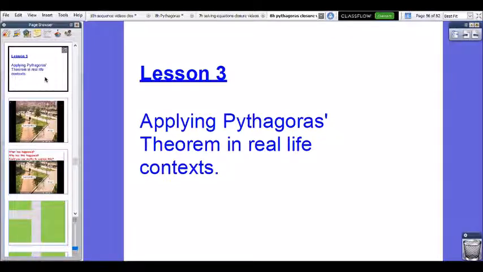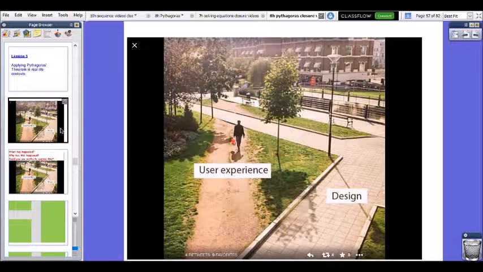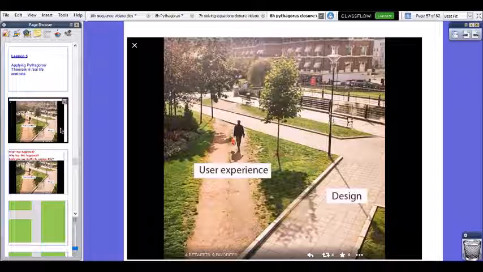Today we're going to be looking at Pythagoras' theorem and we're applying it to real life scenarios. So I'm going to begin the lesson by showing you an image that I recently saw on Twitter. Now, as soon as I saw this picture, I thought to myself, well, there's lots of nice maths that we could consider when we look at this photo.